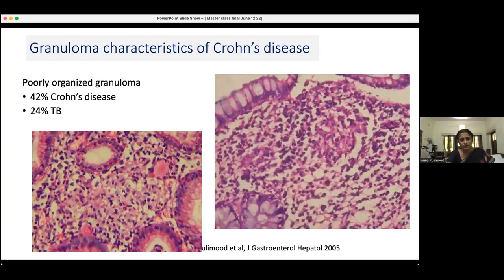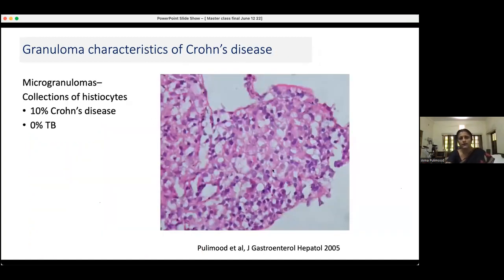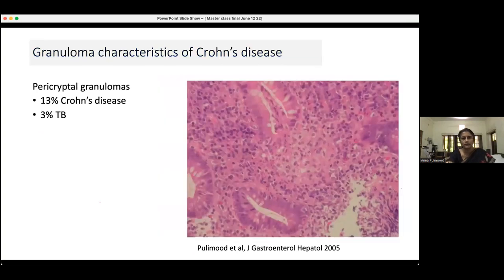Poorly organized granulomas, where you can barely make out the edge of the granuloma, or where it's very loosely arranged, were more common in Crohn's disease than TB. It can be seen in TB, but it's more common in Crohn's disease. Small aggregates of histiocytes, not epithelioid, just histiocytes, were seen in 10% of Crohn's disease, none of the cases of TB. Pericryptal granulomas, that is a crypt ruptured with a granuloma associated with it, were seen in 13% of the cases of Crohn's, but none of the cases of TB, 3% of the cases of TB, that is one case.